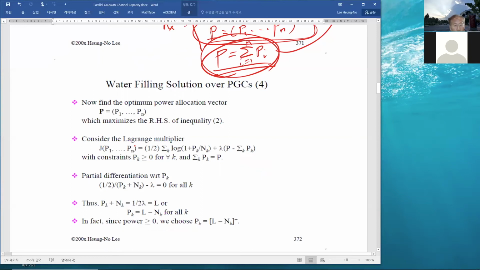Okay, so consider the Lagrange multiplier, where this is the objective function. We need to optimize this function. So find the maximum of this function given the power constraint. So we put the power constraint right here. And lambda is the Lagrange multiplier. So that's the objective function now, with the constraint that these pk's, since they are power allocations, cannot be negative. So it has to be non-negative for all k. And then the sum of these pk's should be equal to P. So this is the problem we now have to solve.